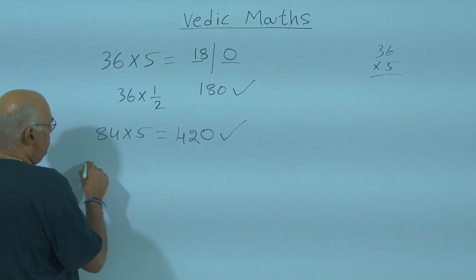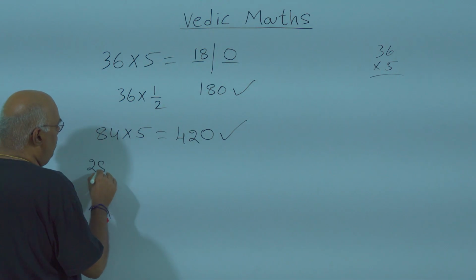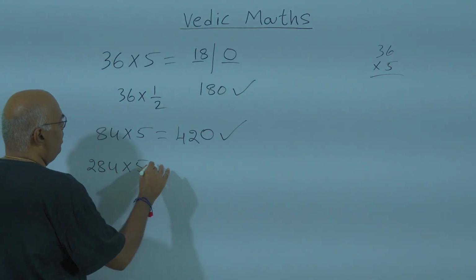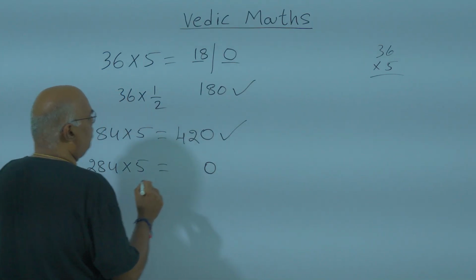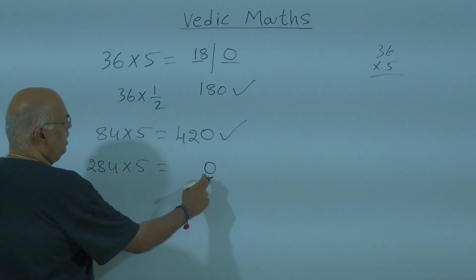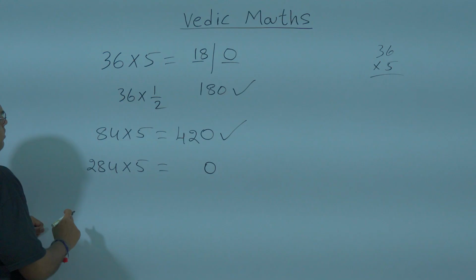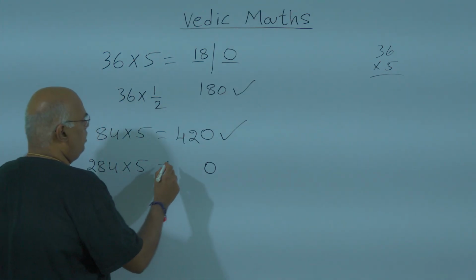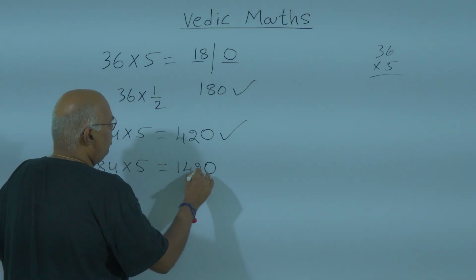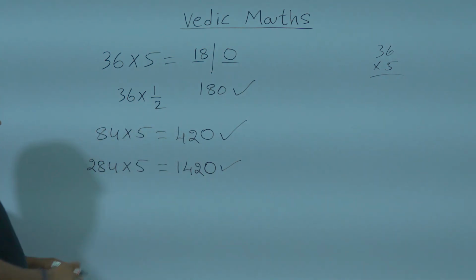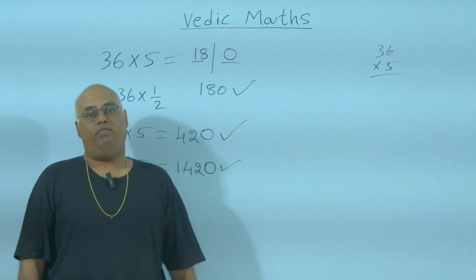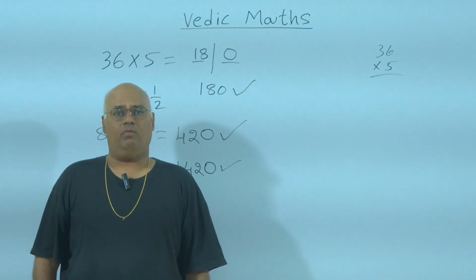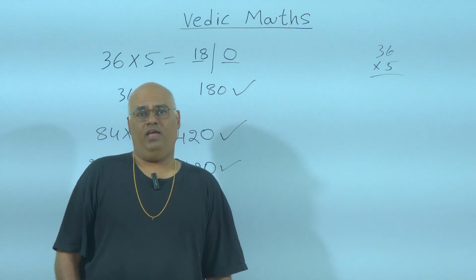Now let us take a 3-digit number, for example, say 284 into 5. 284 is an even number. So put 0 in the units digit of the answer. In the units place of the answer, I have put 0. Now find half of that 284. Half of 284 is nothing but 142. So 284 into 5 is equal to 1420. Like this, you can play with numbers. You can take any number and you can multiply that number with 5 very easily.